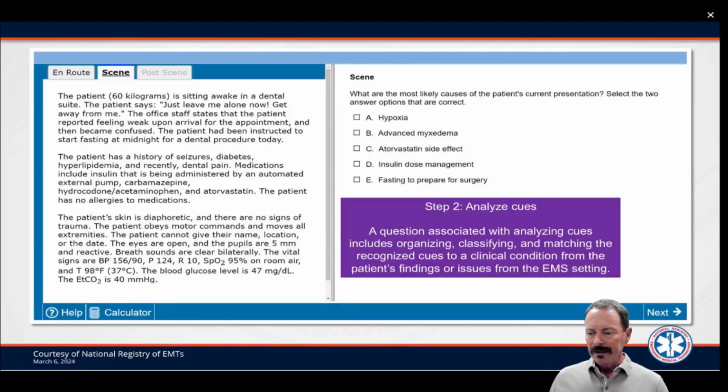Insulin dose management. There's a big one right there because the pump is still active. It's actively pumping insulin and he hasn't eaten. And then E, fasting to prepare for surgery. Those are the two main things having to do with the hypoglycemic effect. So it would be D and E.